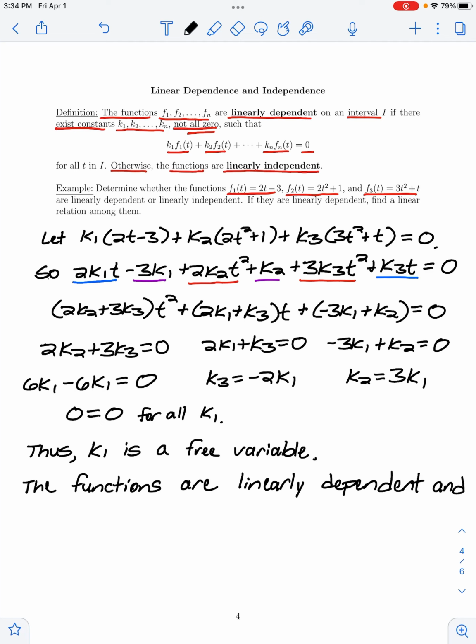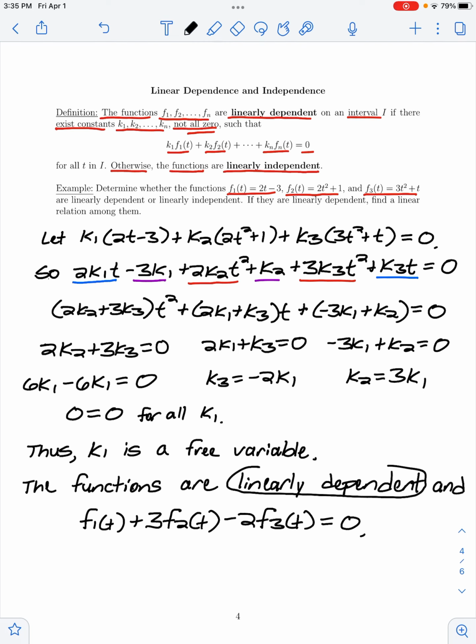And to find a linear relationship among them, well, let's make a choice for k1, k2, and k3. So a simple choice of k1 would be maybe to let it equal 1, which would give me 1 times my first function, plus k2. Now k2 was 3 times k1. So if we choose k1 to be 1, k2 would be 3. So we have plus 3f2. And then plus k3. So if k1 was 1, k3 would be negative 2 times f3 is equal to 0. So this would be a linear relation among those three functions. So here we find they are linearly dependent, and we have the following linear relation.